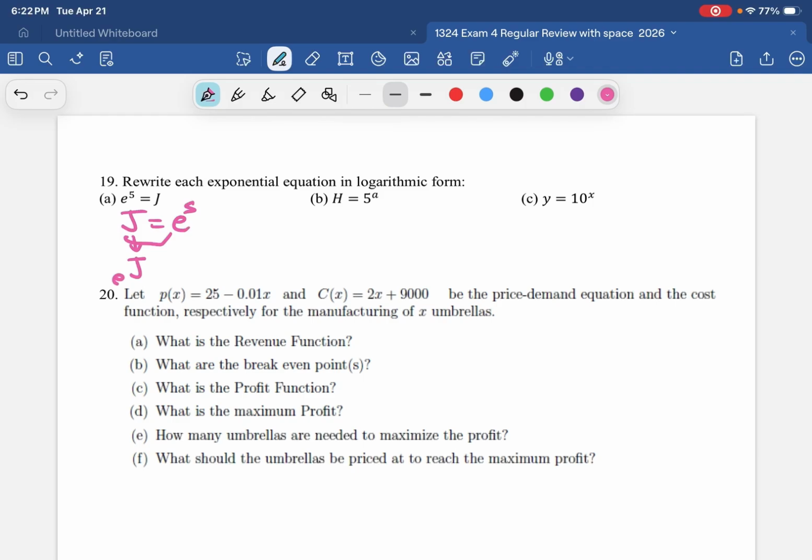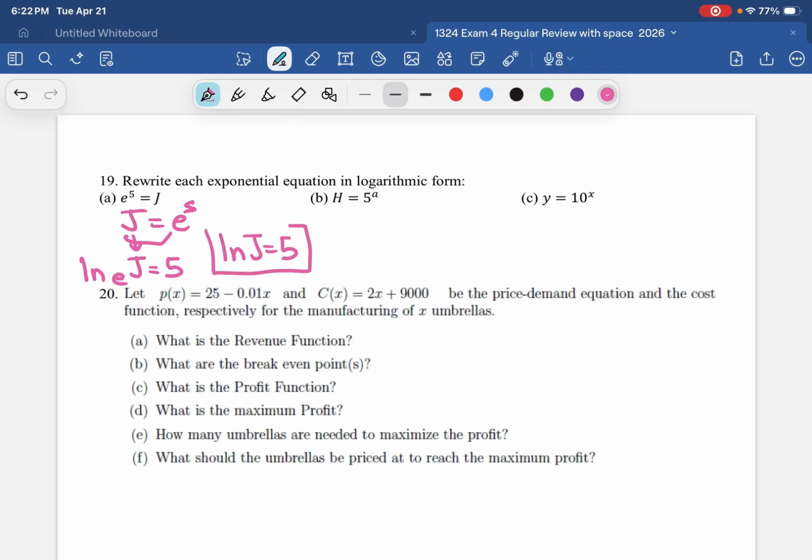E is going to get demoted, and the 5 is going to fall down. And since it's E, I'm going to do natural log. And remember, natural log is always base E, so we can just write natural log of J equals 5. Or you could write natural log base E, J equals 5.